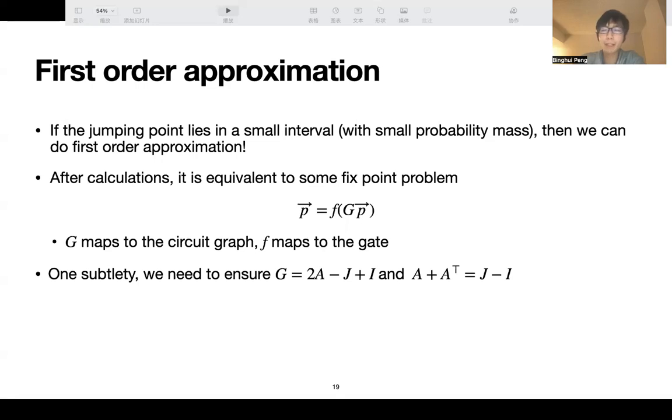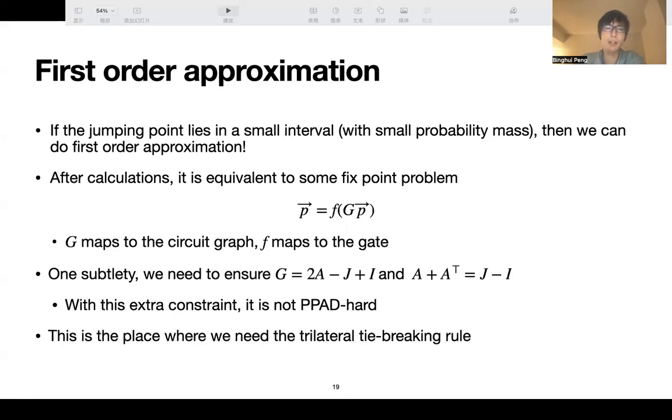Under these properties, the fixed point problem is not so general, and actually it's not hard. That's the place where we need the tri-lateral tie-breaking rule. By incorporating the tri-lateral tie-breaking rule, we can make it a very general fixed point problem, and finally reduce from the generalized circuit. Let's finish the high-level description of the reduction.